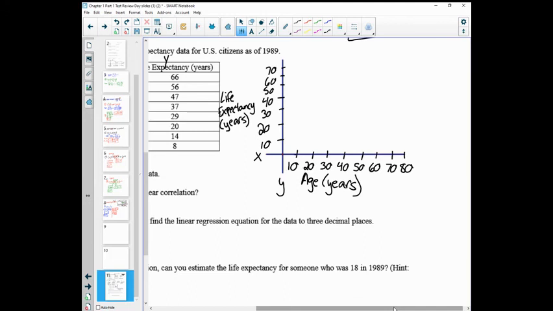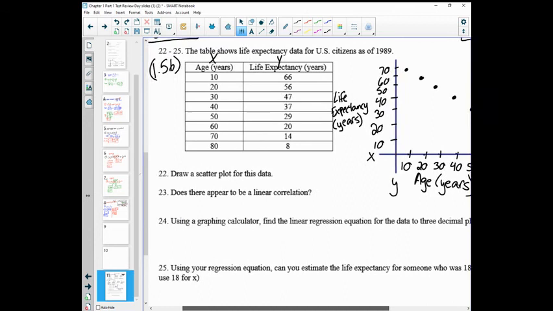So 10 years goes with 66 for the life expectancy. 20 goes to 56. 30 goes to 47. 40 goes to 37. 50 goes to 29. 60 goes to 20. 70 goes to 14. And 80 goes with 8. You don't have to be exact on your ordered pairs, it's just an approximation of where they would be on the scatter plot. So that's what our scatter plot looks like.